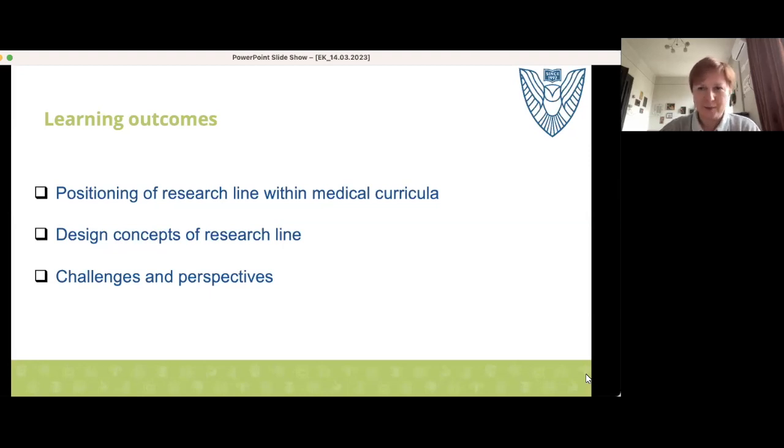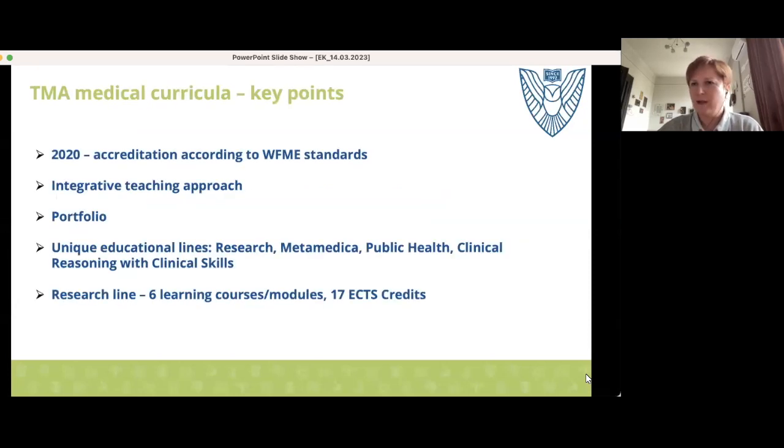And challenges and perspectives. Challenges are always with us, and as we have the challenge, it's also possible to have some new escapes and ways of development as well as collaboration. Long story short, some data about the TMA medical curricula.